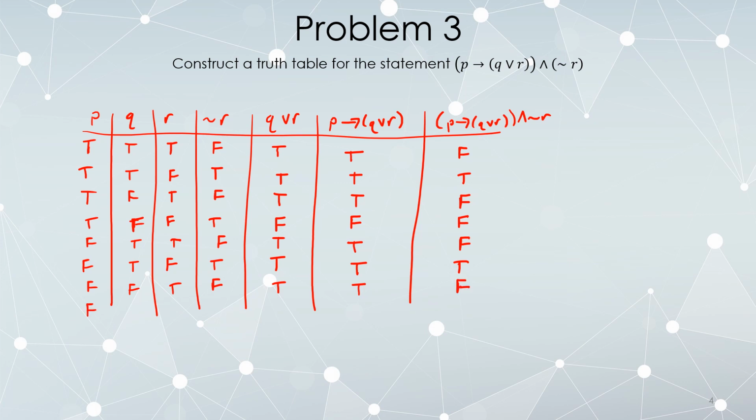And lastly, false, false, false. Not R becomes true. Q, R were both false, so this is now false. In this conditional statement, the hypothesis P is false, so it is vacuously true. And now not R is true, and this conditional statement was true, so the conjunction true.